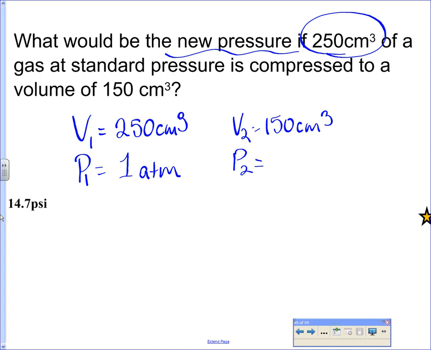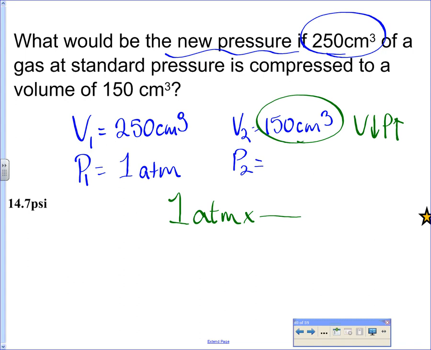So I know that volume went down. Well, it already told me in the problem it's compressed, and that makes sense because it's getting smaller, because if volume's down, pressure is up. It's an inverse relationship. So to figure it out, I start with what I'm looking for. I'm looking for a pressure, so I'm going to start with a pressure. And then I'm going to create a fraction out of the values that I have 2 units of. So I see that I have 2 volumes.